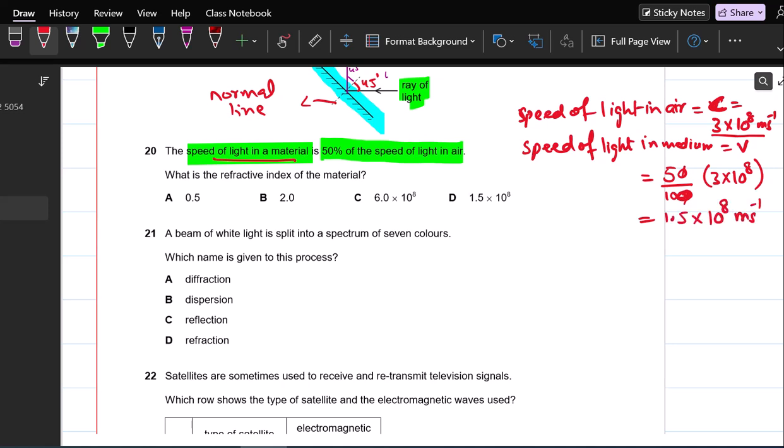So we have to find the refractive index. So we must know refractive index is equal to speed of light in air divided by speed of light in medium. So it will be 3 × 10^8 divided by 1.5 × 10^8. So this cancels out. So 3 divided by 1.5 gives you 2. So refractive index has no unit because it is a ratio. We are done with this question.